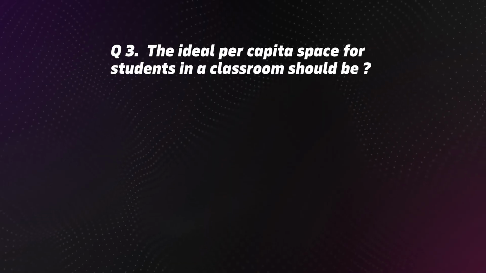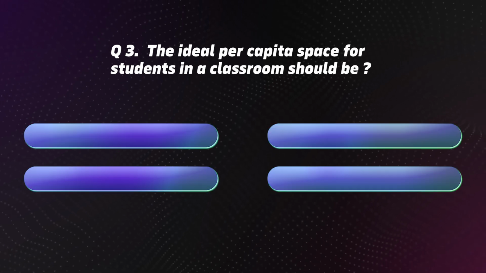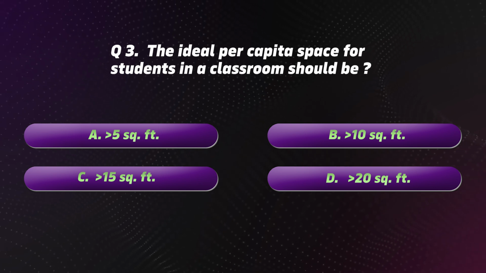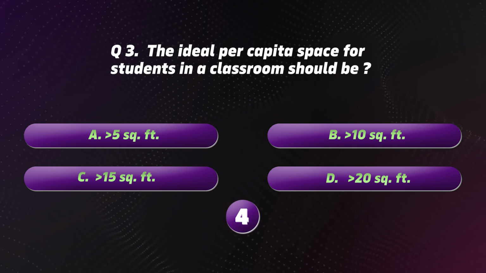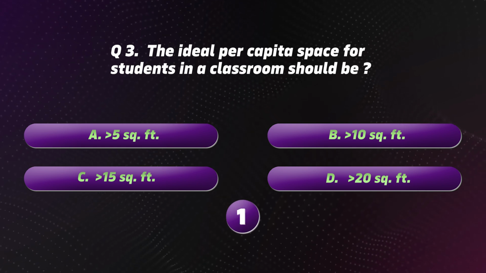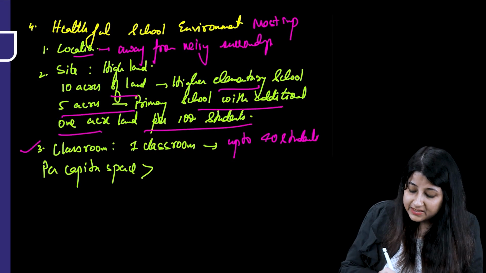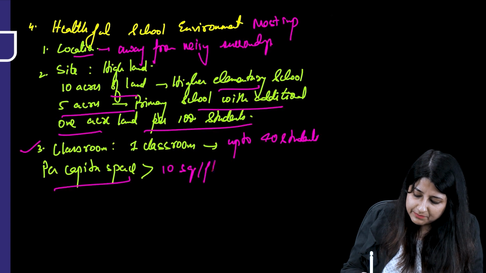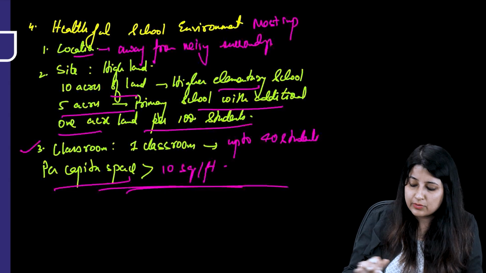Question 3. The ideal per capita space for students in a classroom should be. Here are the options. A. Greater than 5 square feet. B. Greater than 10 square feet. C. Greater than 15 square feet. D. Greater than 20 square feet. And the correct option is B. Greater than 10 square feet. Here is the explanation. Per capita space has come so many times: more than 10 square feet. That means the minimum per capita space offered should be at least 10 square feet.